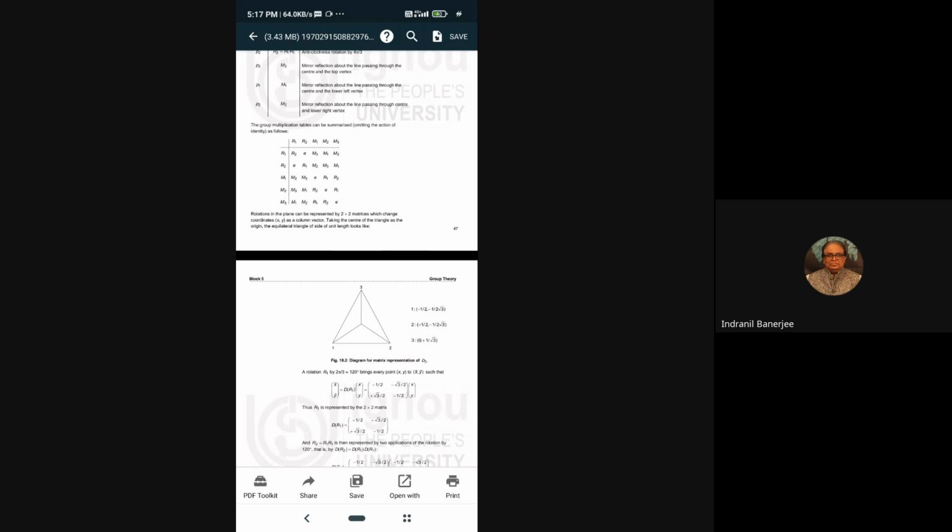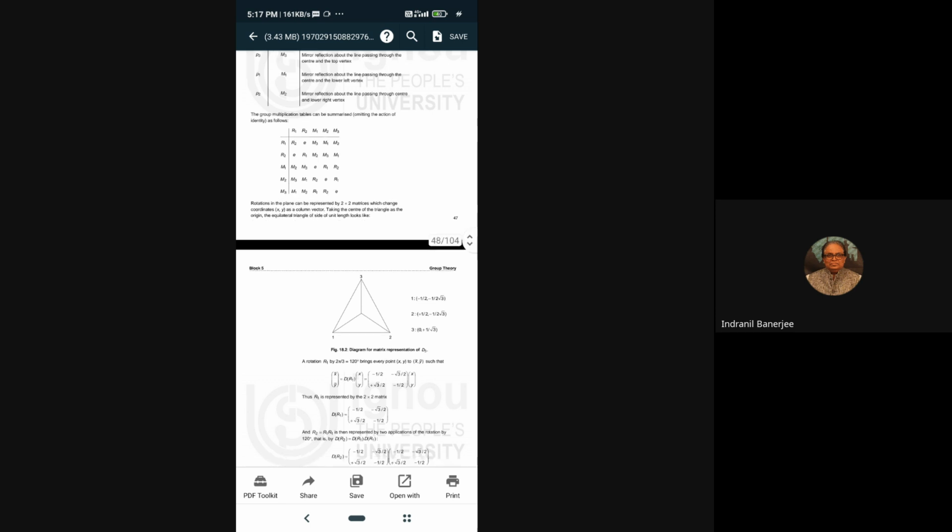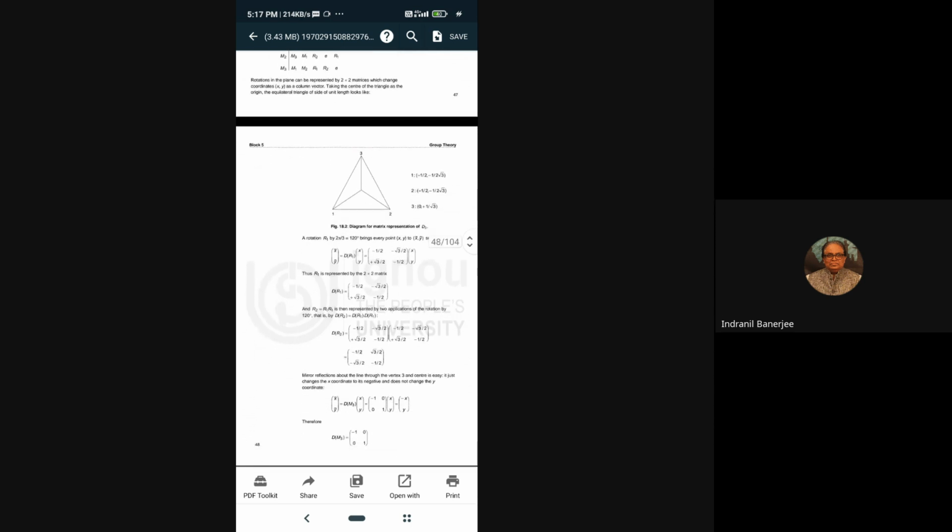Rotation in the plane can be represented by a 2 cross 2 matrix which changes coordinates x, y as a column vector. Taking the center of the triangle as the origin, the equilateral triangle of side of unit length looks like in figure 18.2. A rotation R1 by 2 pi by 3, equal to 120 degrees, brings every point x, y to x bar, y bar such that x bar, y bar is equal to D(R1) times x, y, which is equal to the matrix minus half, minus root 3 by 2, plus root 3 by 2, minus half, times x, y.